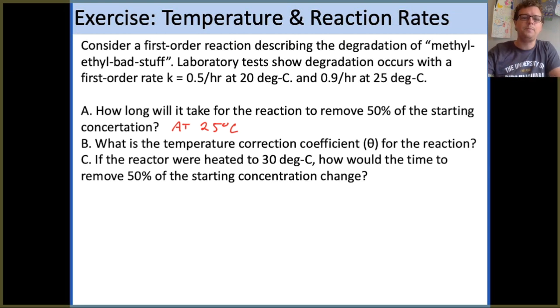so that's the typical sort of ambient temperature, let's say. Part B, what is the theta for the reaction? And then part C, what would that half-life be if we changed the temperature to 30 degrees C by heating this up?